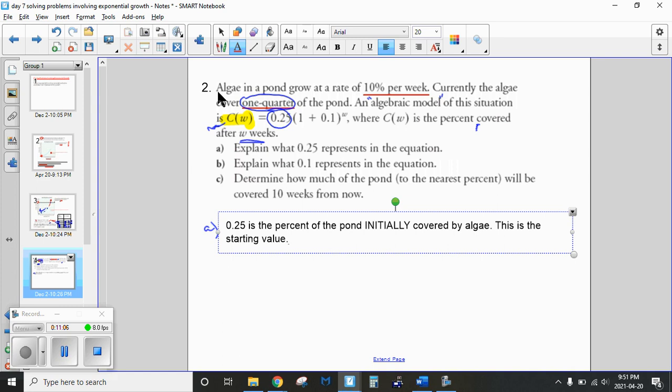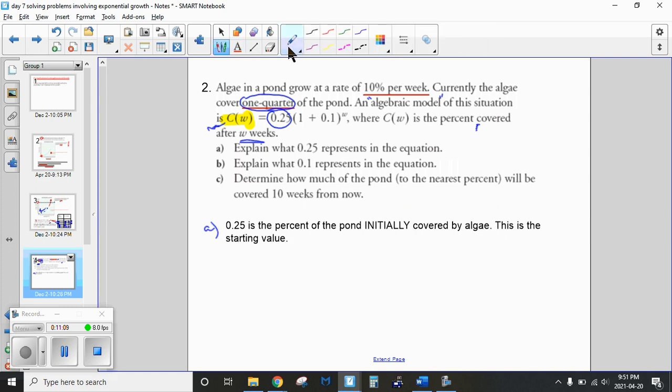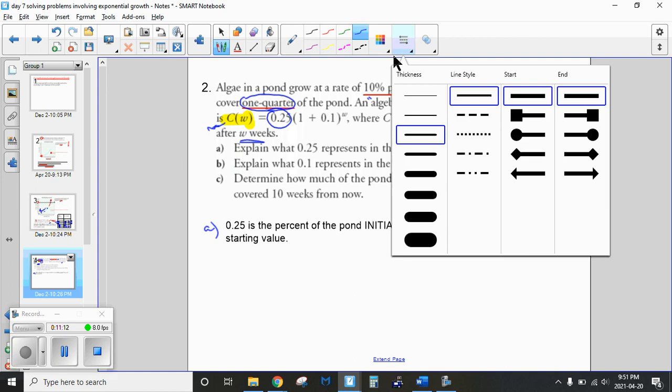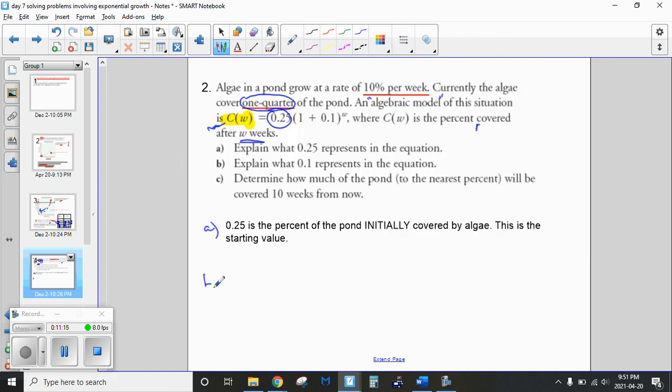For question B, it says explain what the 0.1 represents in this equation. So the 0.1, maybe I'll switch colors there. The 0.1 is in this spot. Inside the bracket, it's being added to 1. And looking back at the rest of the question, the text, the only other number there is 10%. So algae in a pond grow at a rate of 10% per week. And 0.1 is the decimal version of 10%. Okay, so I'm seeing a connection between those two numbers.